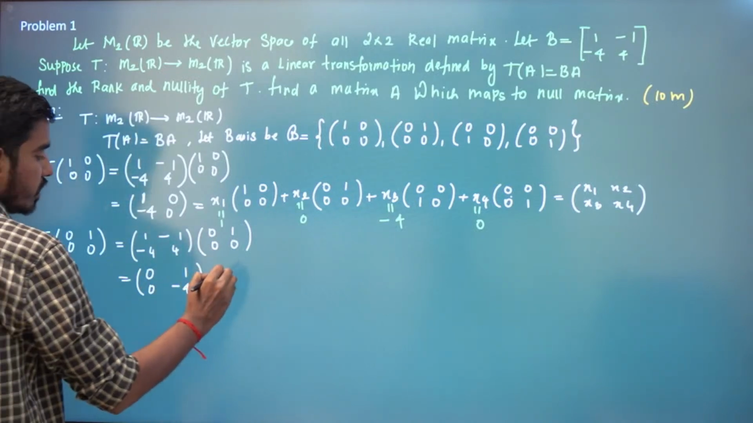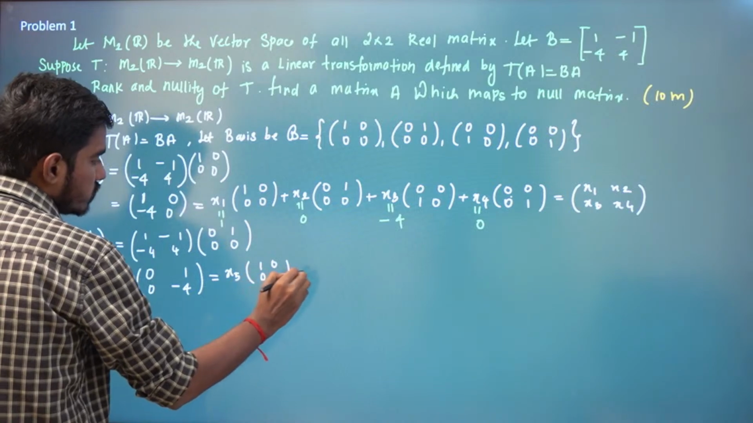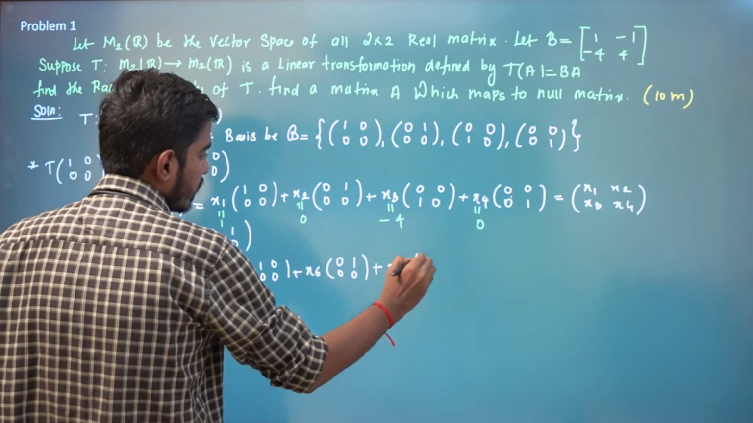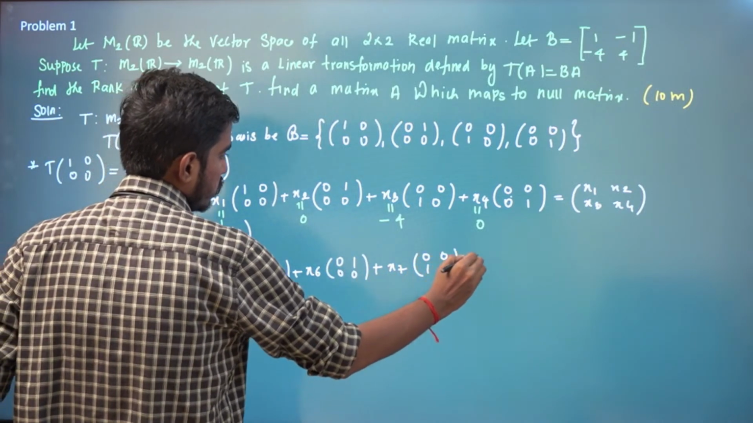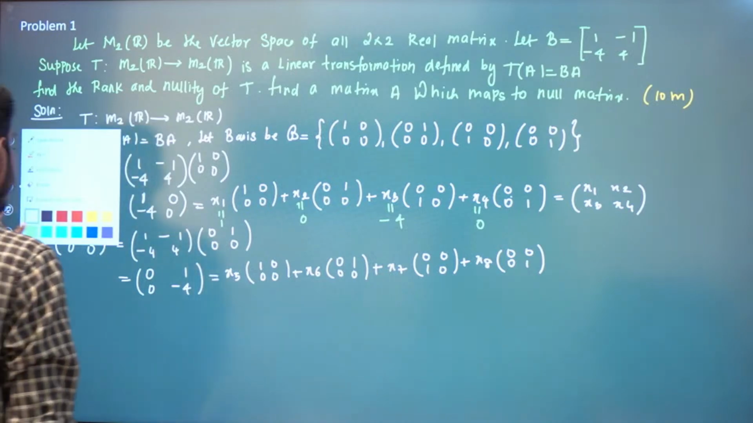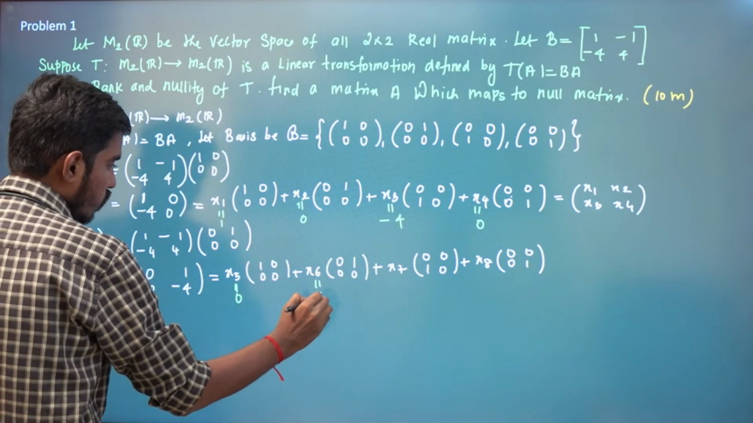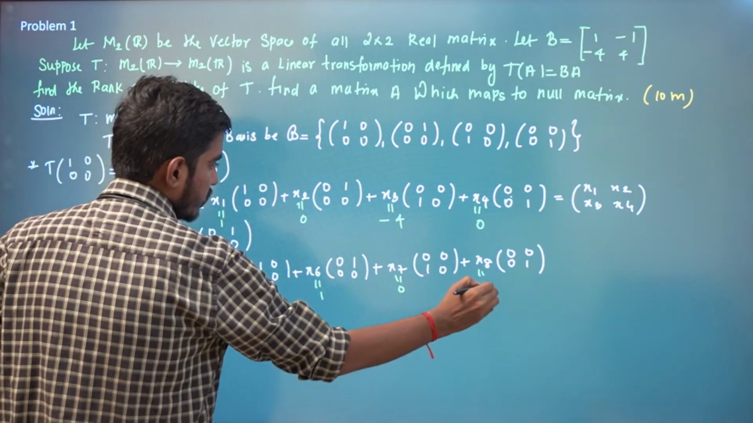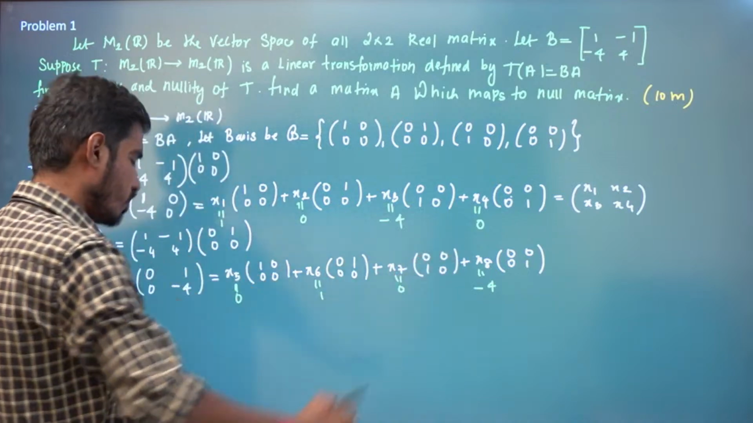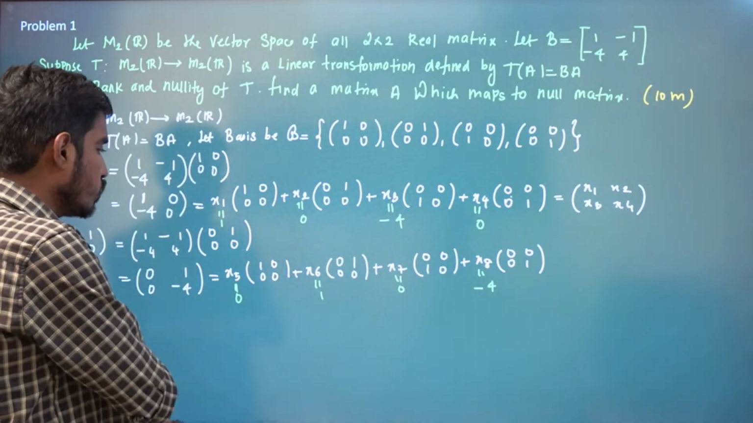Now you have to express this as a linear combination of, let us say, x5 times 1 0 0 0 plus x6 times 0 1 0 0 plus x7 times 0 0 1 0 plus x8 times 0 0 0 1. So you just have to solve for x5, x6, x7, x8. So you will have this to be equal to what? 0 and then 1 and then 0 and then minus 4, right? Because when you add these four matrices, you will have x1, x2, x3, x4. After you equate this, you will get x1, x2, x3, x4.